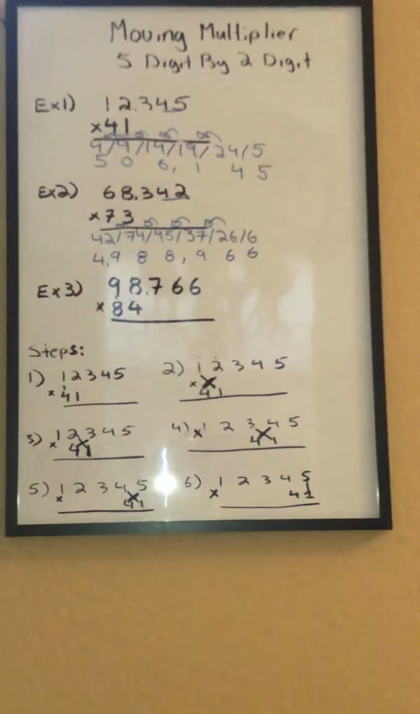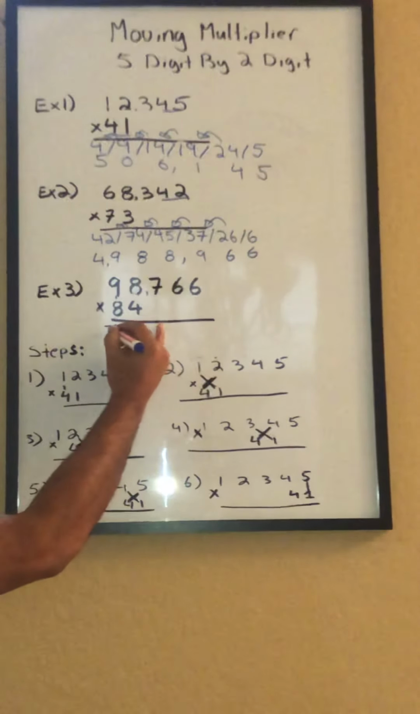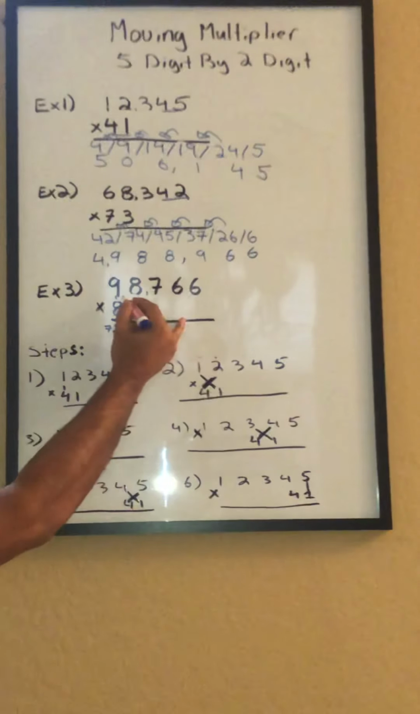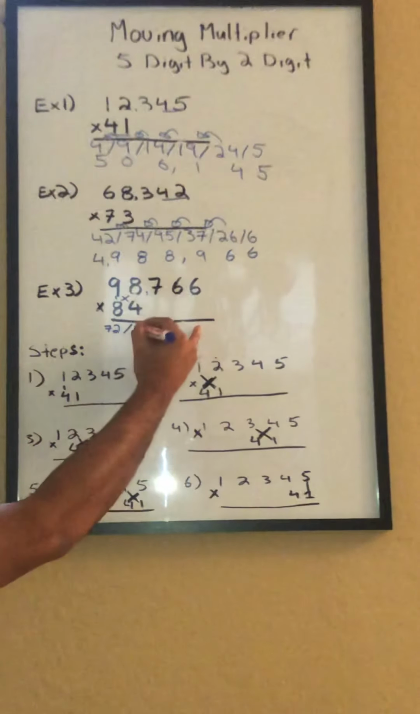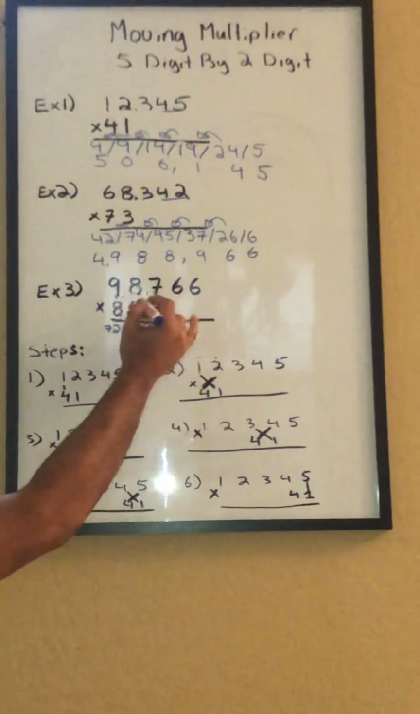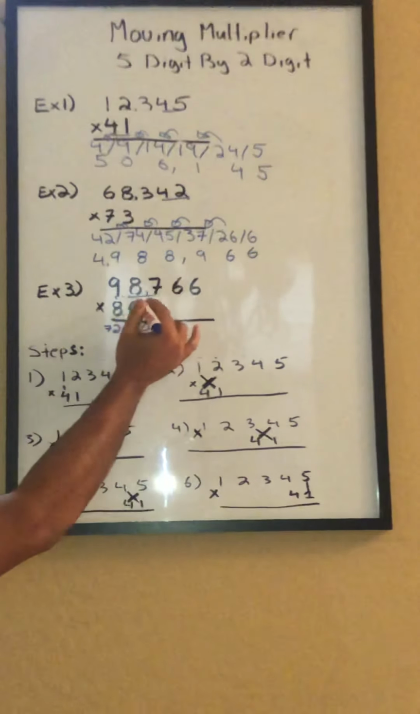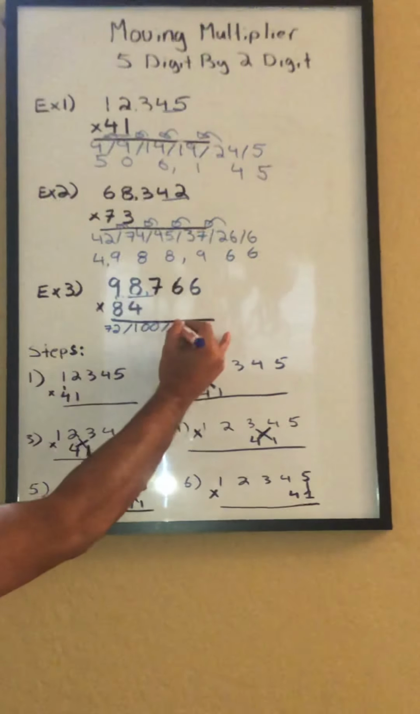Last example, we start with right here. 9 times 8, 72. Okay? Then we move over here. What's the sum of these cross products? 9 times 4 plus 8 times 8. 9 times 4 is 36. 8 times 8 is 64. 36 plus 64 is 100. Okay, let's move over here now. 7 times 8 plus 8 times 4. 7 times 8 is 56. 8 times 4 is 32. 56 plus 32 is 88.